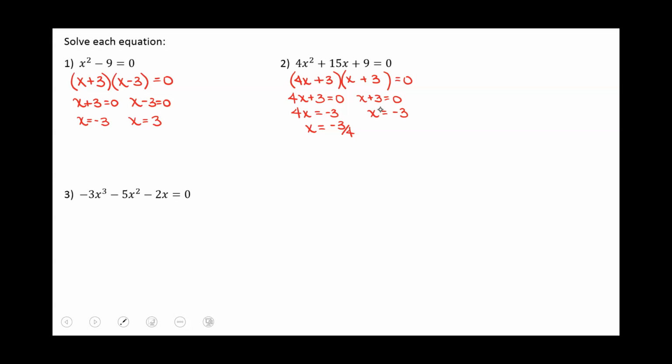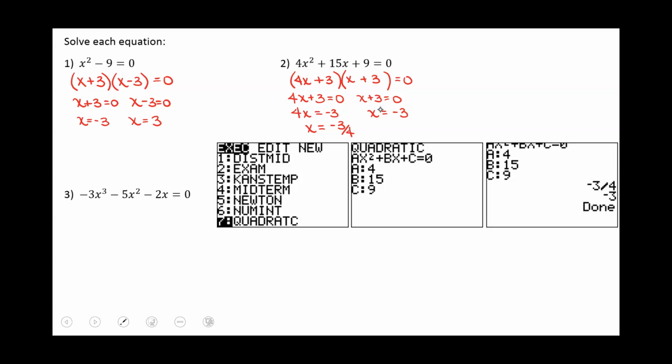Now, there's also a program on the calculator that I will link to you that will help solve these as well. And so here's how that program works. You're going to go to Programs and go down to Quadratic. And you'll notice that A is the number in front of x squared, B is the number in front of x, and C is your constant.